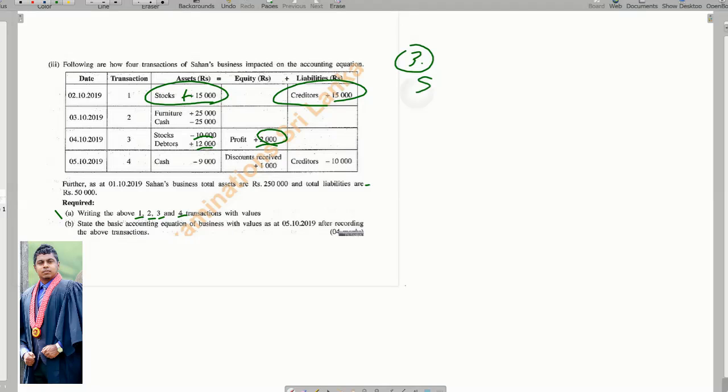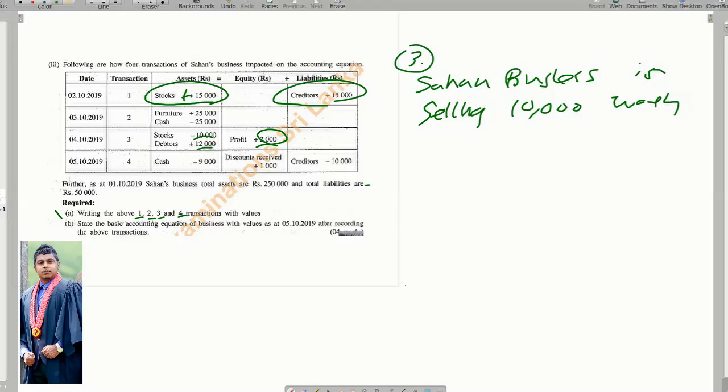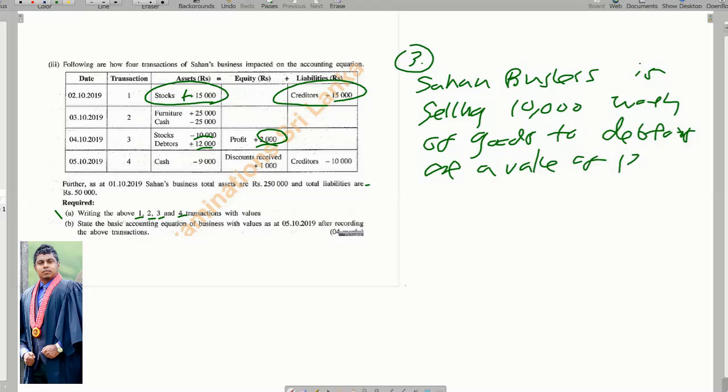Okay, so we can move to the next one and we can write that one actually. Third one. So we can write Sahan business is selling 10,000 worth of goods to debtors, or we can say account receivables or trade receivable, at a value of 12,000 on credit basis.